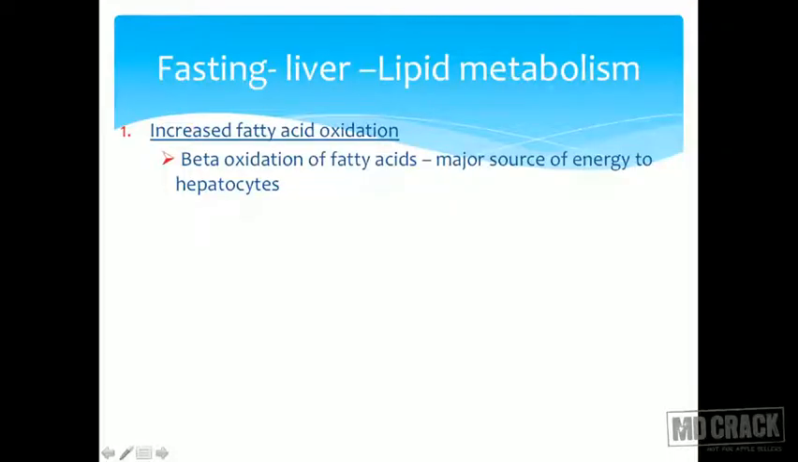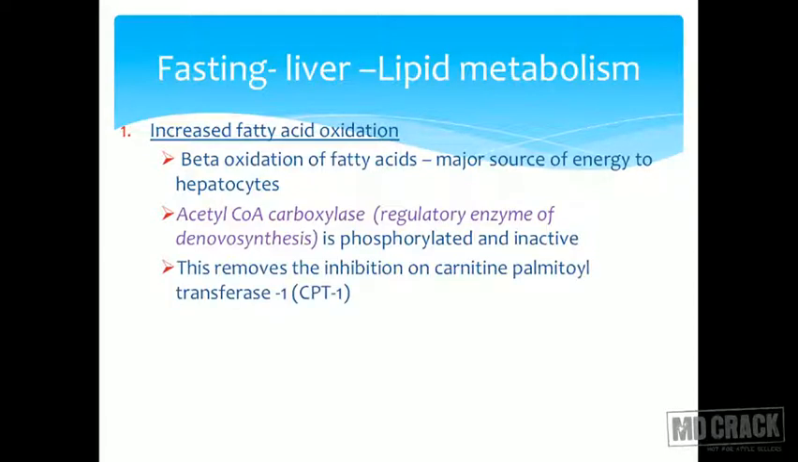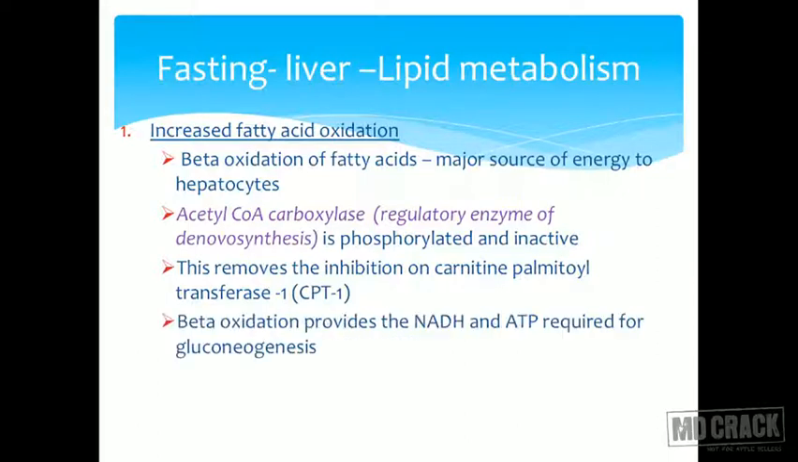Beta oxidation of fatty acids is the major source of energy to hepatocytes. Now in this, acetyl-CoA carboxylase, which is the regulatory enzyme of de novo synthesis, is phosphorylated and inactive. So what does it mean? De novo synthesis of fatty acids is not going to take place, nor is VLDL formation. So when acetyl-CoA carboxylase is inactive, it removes the inhibition on carnitine palmitoyl transferase 1. It will see that more and more fatty acids enter the mitochondria and undergo beta oxidation.